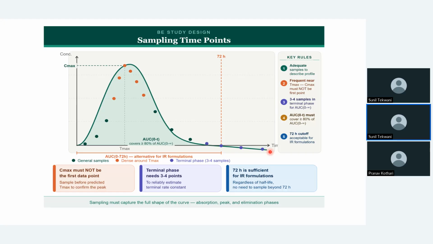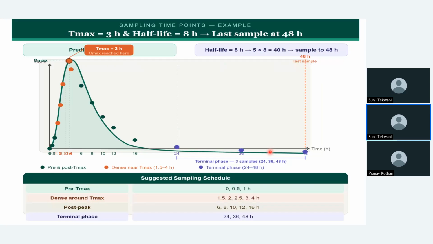Taking an example of a drug, suppose a drug has a Tmax of 3 hours, Tmax meaning when Cmax is reached, and a half-life of 8 hours. So the blood sampling will look like this. Pre-Tmax: 0 hours, that means 8 a.m., 8:30 a.m., 9 a.m. Around 3 hours, you will see most samples: 1.5 hours, 2 hours, 2.5 hours, 3 hours. 3 hours means 11 a.m., Cmax is reached. 12 p.m.